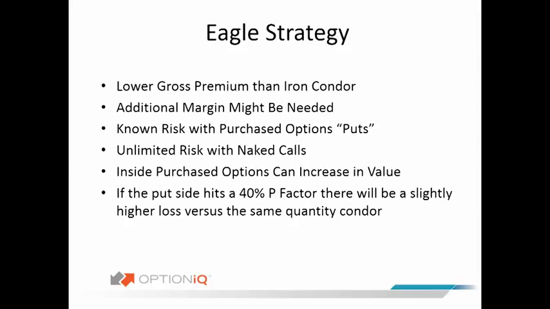Also, the last bullet point: if the put side hits a 40% P factor, there will be a slightly higher loss versus the same quantity on an iron condor. So on the put side, the iron condor would actually perform a little bit better if you hit a 40% P factor and have to exit early with a loss. However, on the call side, because of that inside protection, you typically are going to perform much better with an eagle than you would with an iron condor.